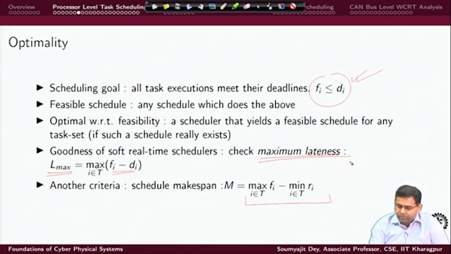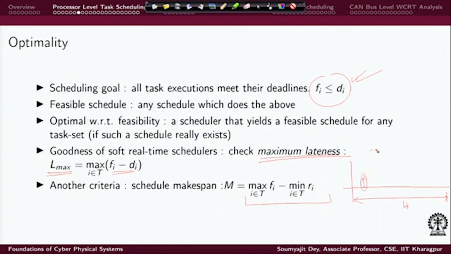So, what is make span? Let us say you have a set of tasks, and your schedule starts at several instances. Let us say your schedule is built on tasks T1 and T2, and this is your hyper period, inside which you have many instances of T1 and many instances of T2. This is the earliest release time of tasks T1 and T2. Let us say T1's first instance got released here, and T2's first instance got released here. Among these two release times, this one is the earliest.